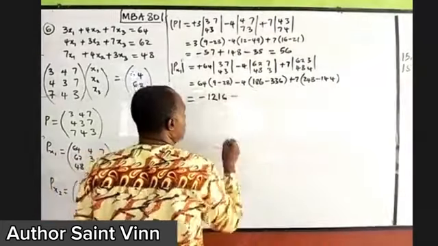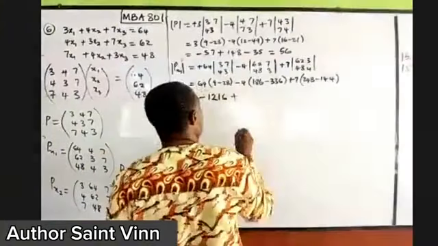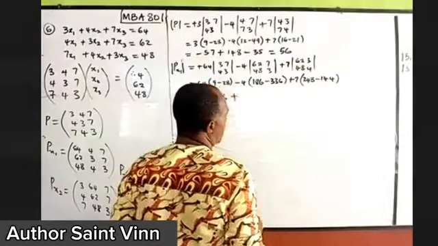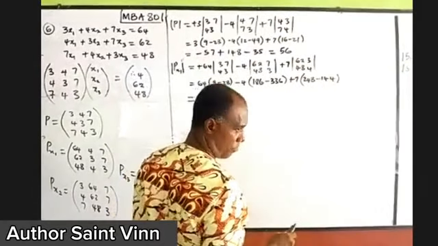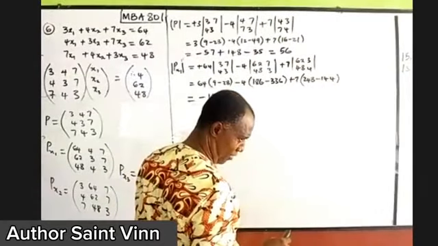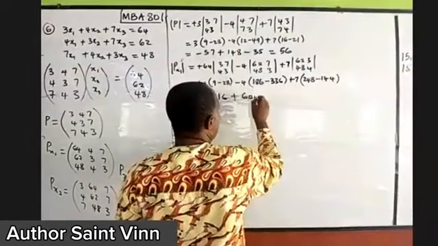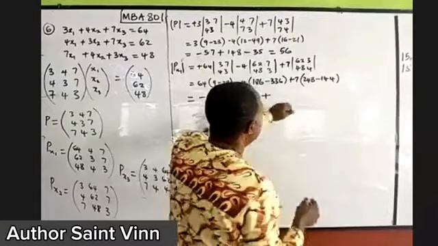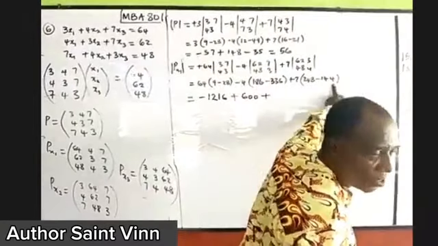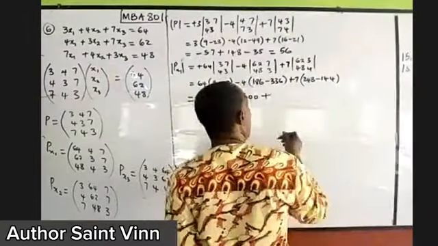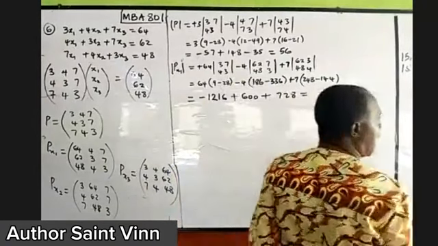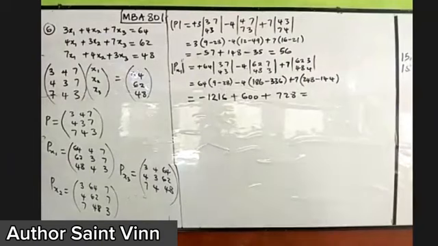1216. This one, we have minus to become plus. Times 4. Are you following? 600. This minus this. 728. Now add everything together.